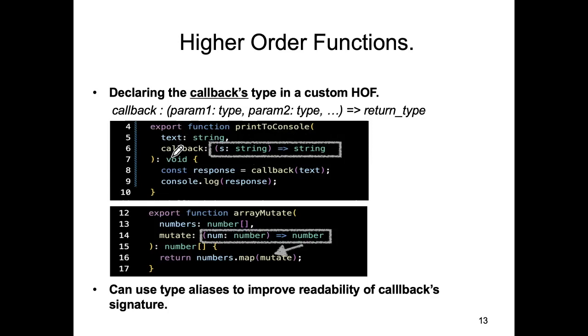This has got nothing to do with higher order functions now, the point I'm just about to make. But if a function returns nothing, then returning void is how we indicate that in TypeScript code. And so that applies here actually, because this function doesn't have a return statement. It just does a console log. So it returns nothing. That's why we're using void there.